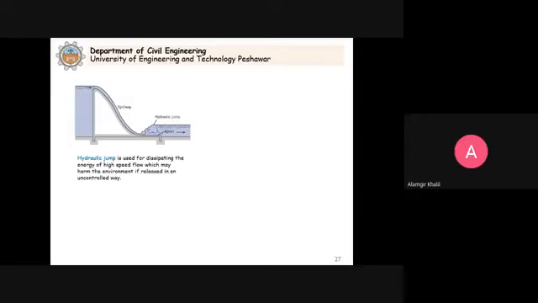Now, the hydraulic jump is used for dissipating the energy of high speed flow, which may harm the environment if released in an uncontrolled way. So you can see here, this is the apron, clear? This is the apron. The hydraulic jump should occur here. So it will dissipate the destructive energy of the flow of water, and after this the water can flow with greater depth without much danger.